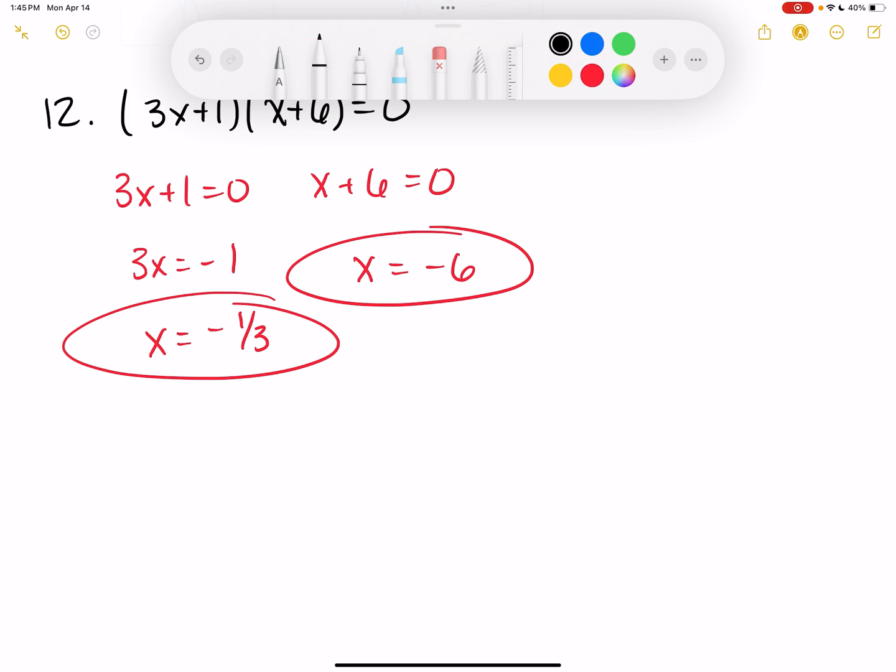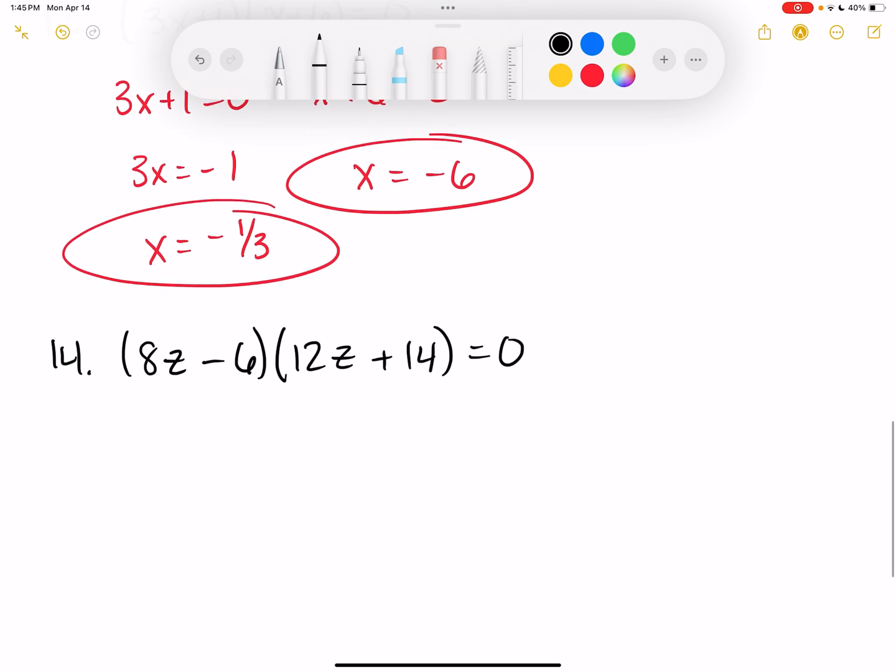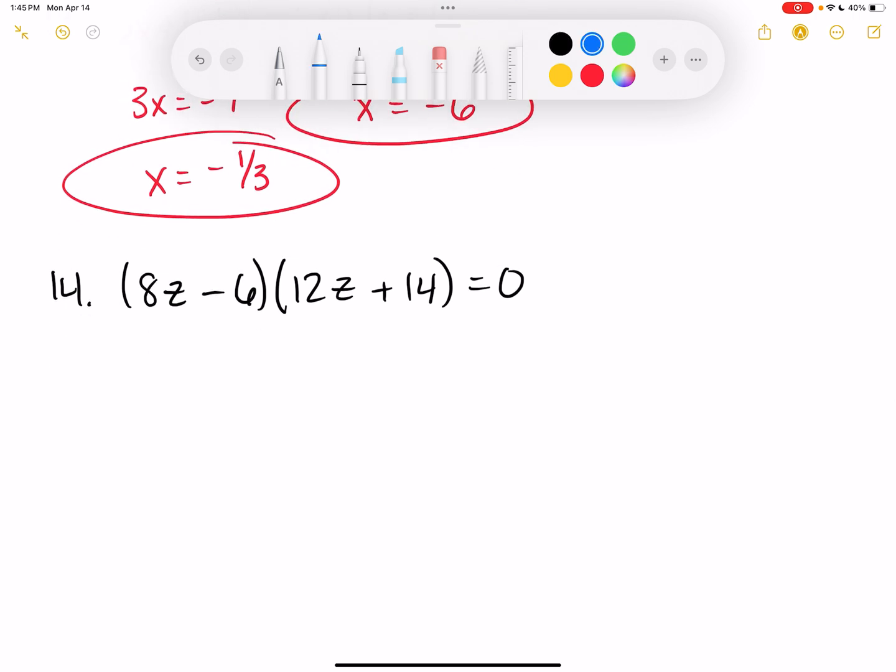Number 14, 8z minus 6 times 12z plus 14 equals 0. So, again, we're going to take each piece, set it equal to 0. So I've got 8z minus 6 equals 0. 12z plus 14 equals 0.